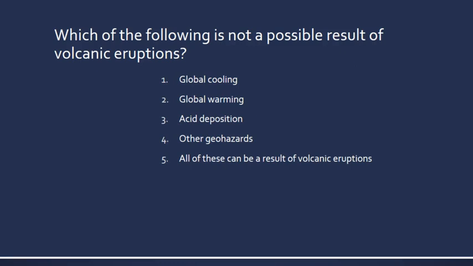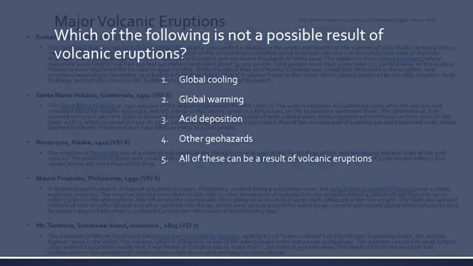So that might be a surprise to you about volcanoes. They have a cooling effect. They also emit a lot of sulfur dioxide. And that in the atmosphere is going to become sulfuric acid, which contributes to acid rain and things like that. But it's a natural thing, so it's kind of always happened. It's not like anthropogenic acid deposition. And then we already talked about the other geohazards. So the answer here is global warming.